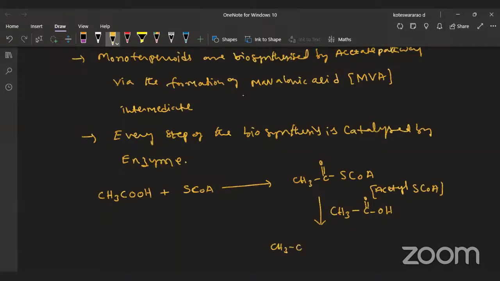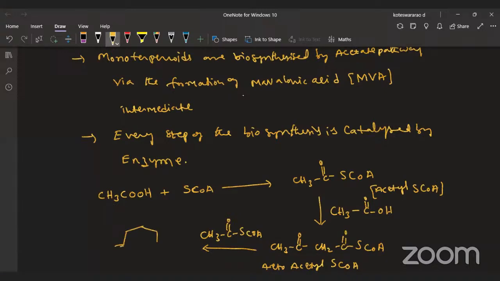This is the acetoacetyl CoA intermediate, which is further reacting with another molecule of acetyl CoA. That leads to the formation of a malonic acid S-CoA type intermediate, with OH and S-CoA groups. So its name is mevalonic acid.